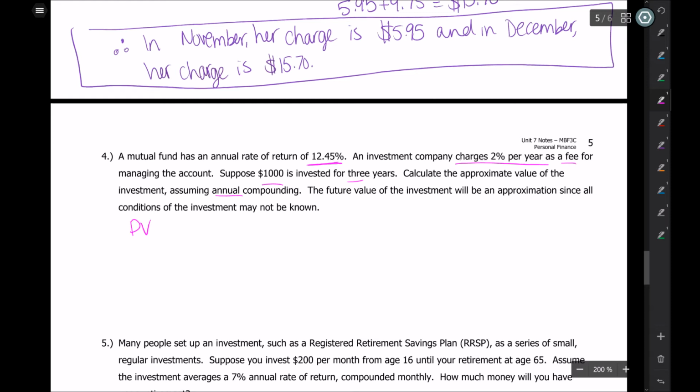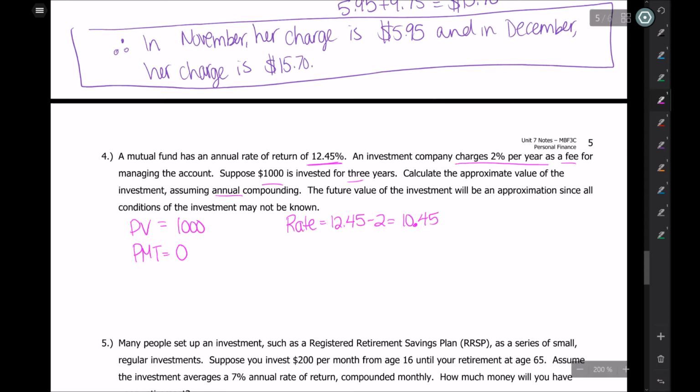So we're going to fill in all of our information. Present value, we know, is $1,000 because that's how much was invested. Okay. Our rate here, we know, is 12.45%, but there's a 2% fee, so I'm going to subtract that. So that means that my rate is going to just be 10.45%. Okay. The next thing that we need to fill in is our PMT, which we still are going to say is 0. Okay. We're going to talk very soon about what's going to happen when it's not 0.